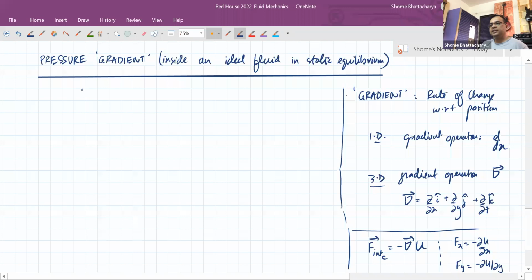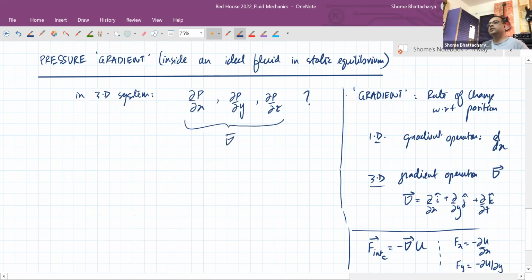So by pressure gradient in a 3D system, we mean del p by del x, del p by del y, or del p by del z. This thing is pressure gradient, or collectively we can call it this. So this is what we mean by pressure gradient.